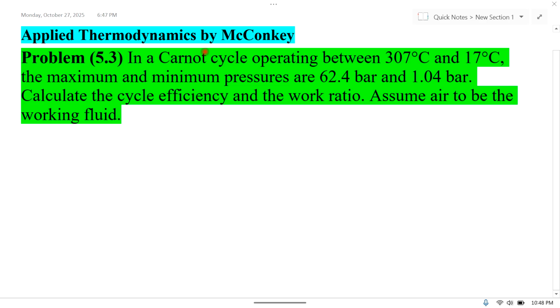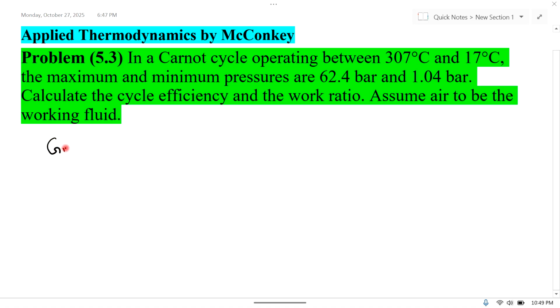The statement of the problem is: in a Carnot cycle operating between 307 degrees centigrade and 17 degrees centigrade, it means that the maximum temperature is 307 degrees centigrade and the minimum is 17 degrees centigrade. The maximum and minimum pressures are 62.4 bar and 1.04 bar. Calculate the cycle efficiency and the work ratio. Assume air to be the working fluid.